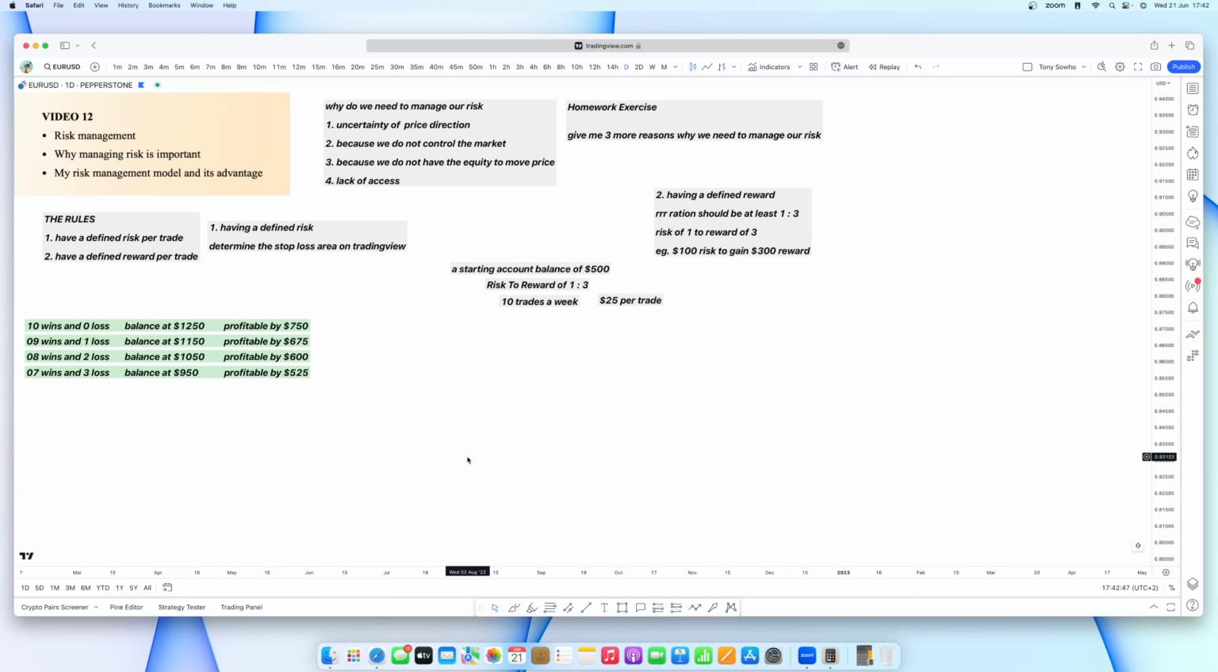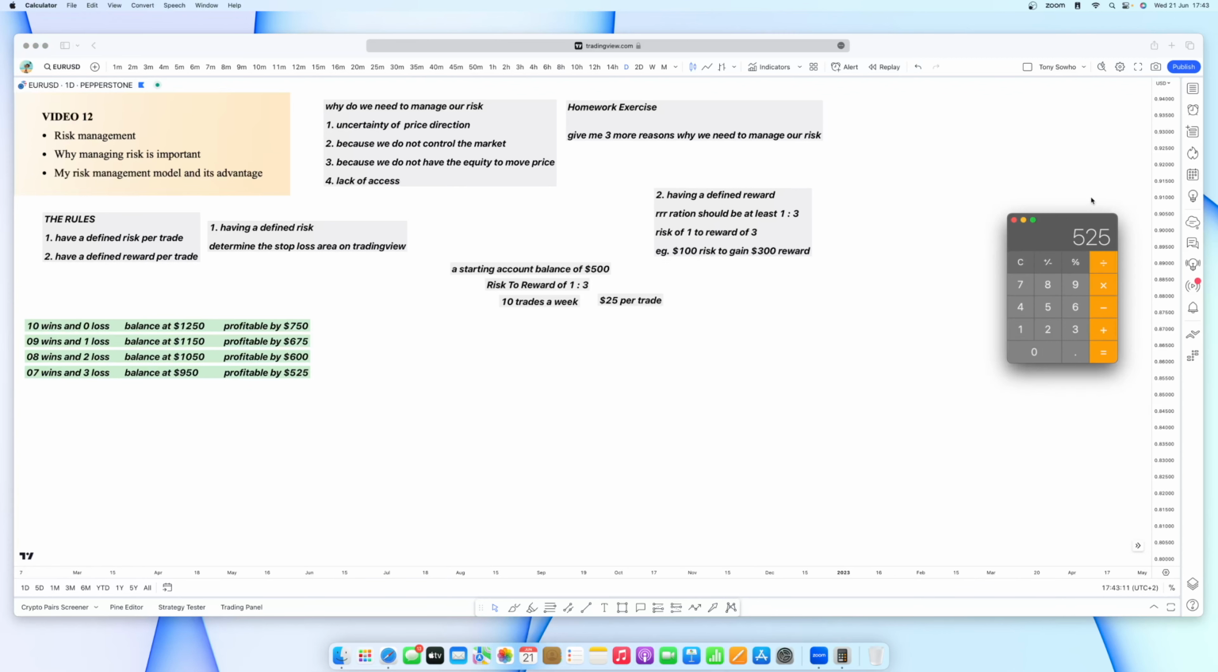That's more than, no, balance at 950, profitable by 525. Oh, is this correct now? Coming. I think I'm just a little bit confused now. So each trade is $25, right? If you lost 3 trades, you are down 75 from 500, so the balance would be at 425. Okay, and then you won the remaining 7 trades, which is going to be 75 multiplied by 7. Okay, 525 plus 425.